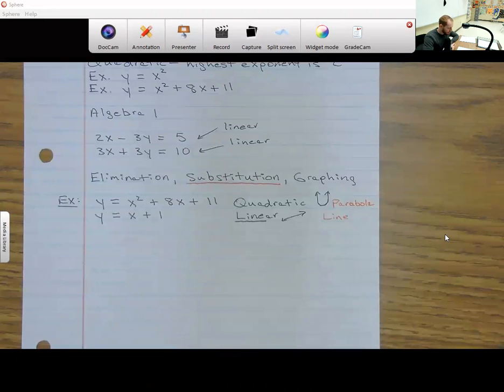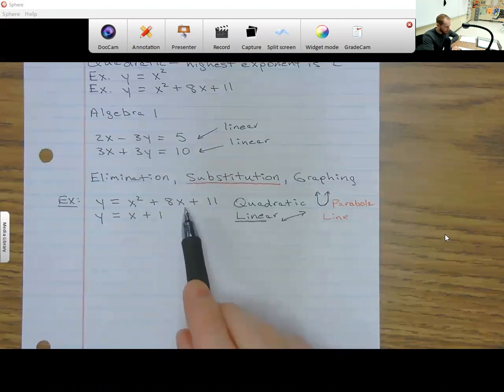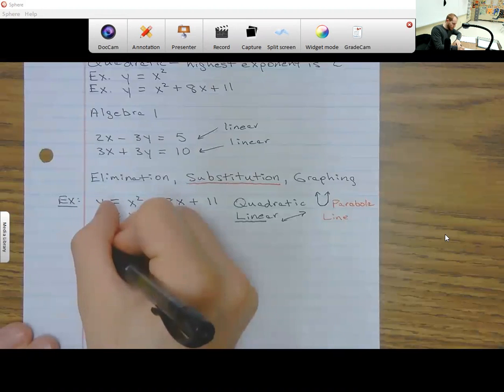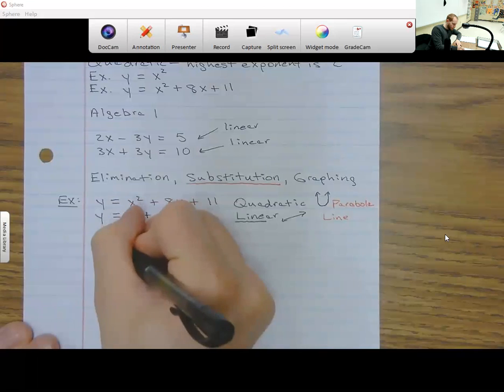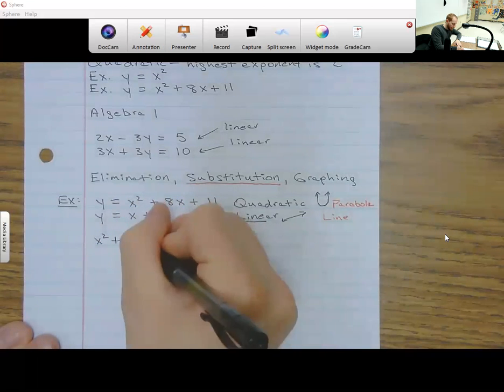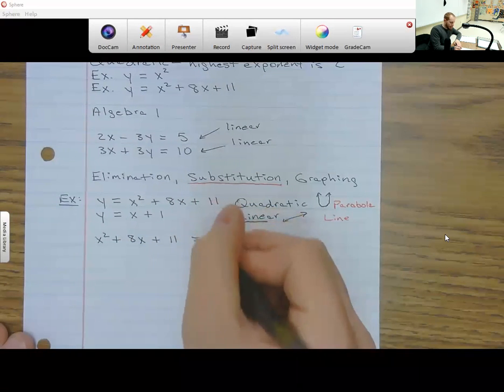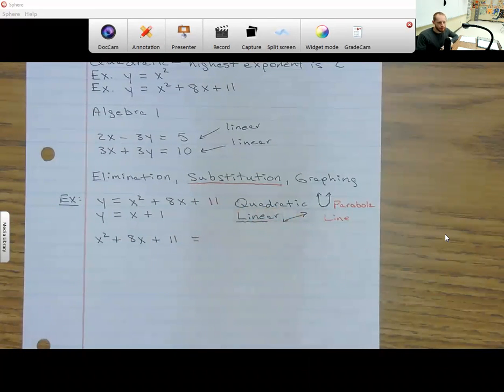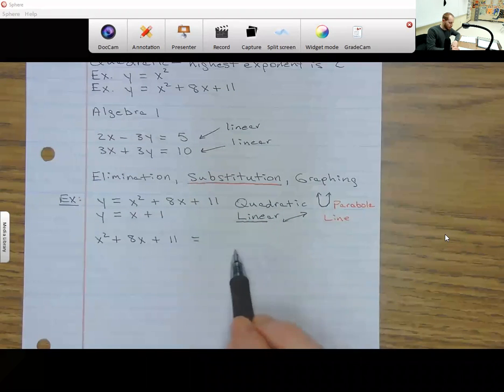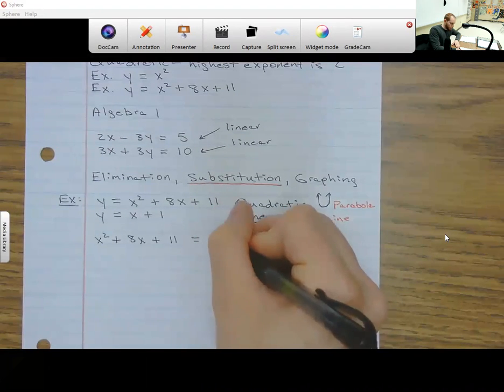So the way I do this is I take the quadratic equation, the top equation, and I'm always going to put it on the left. So on the left side, I'm going to have x squared plus 8x plus 11. And on the right side, I'm going to have the linear equation. I'm always going to put the linear equation on the right side. So I'm going to put the x plus 1 over here.